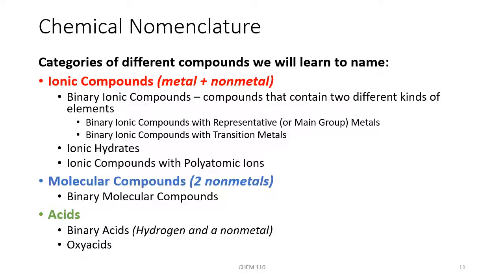metal and a nonmetal. There are binary ionic compounds, which contain 2 different kinds of elements. We can have binary ionic compounds that are made up of our representative main group elements, or binary ionic compounds that have metals that are transition metals. We'll look at ionic hydrates. Those are compounds that contain water within their structure. And then ionic compounds that contain polyatomic ions.